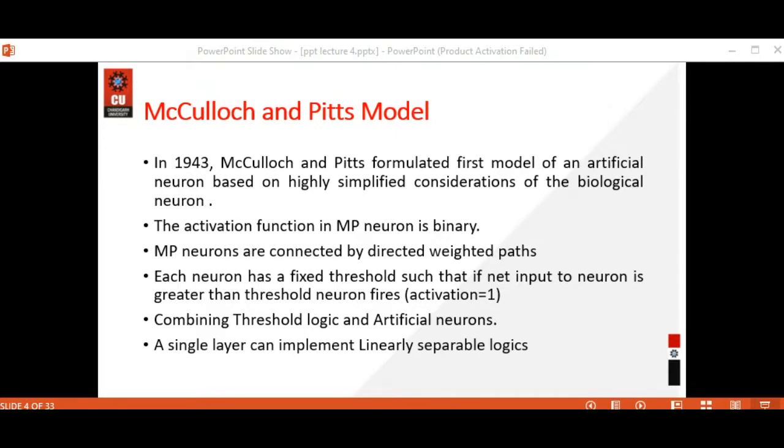If the net input to the neuron is greater than the threshold, the neuron fires. We will see how we are going to compare with the threshold. We have done similar things also. So basically this combined two broad research domains, threshold logic and artificial neurons. It just applied the activation function in the form of a threshold function. So what major points are to be noted here? The inputs and outputs are binary, both of them. Secondly, the activation function in the MP neuron is a threshold function.